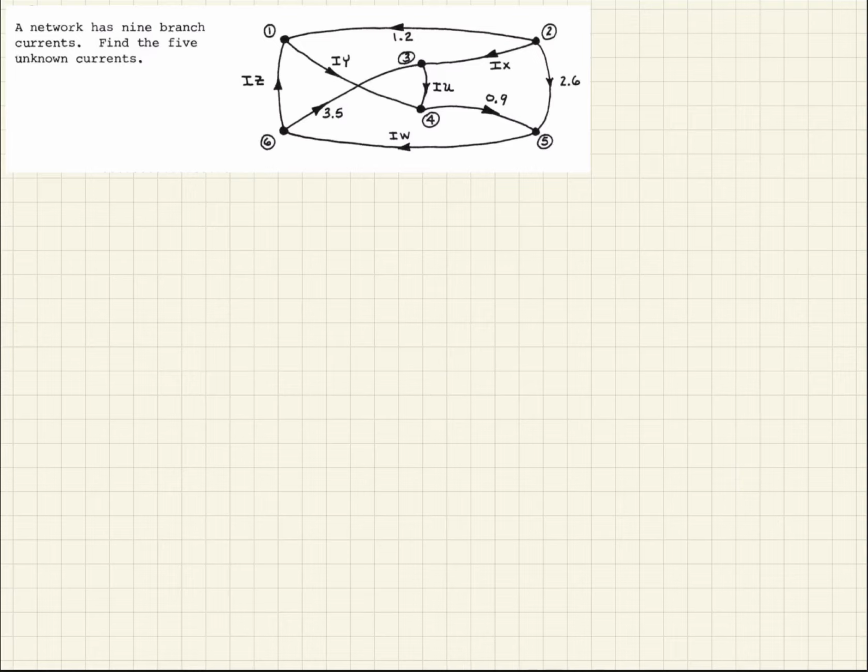So in this exercise, we're given a network mesh, and we're given some of the current flow between some of the nodes, but then there are some that are unknown. Actually, there's 5 unknowns. There's IX, IY, IZ, IU, and IW. And they're asking us to use nodal analysis to determine what these unknown currents are. So let's look and see how we're going to do that.